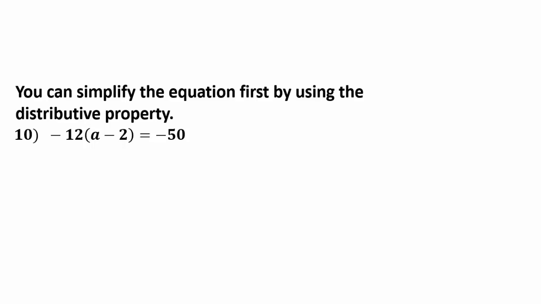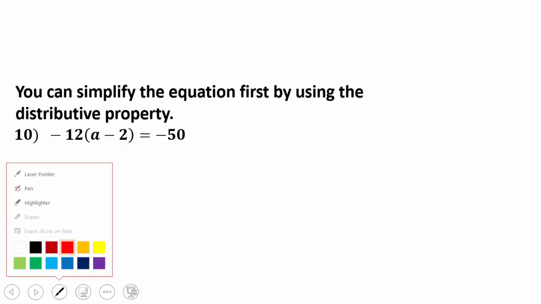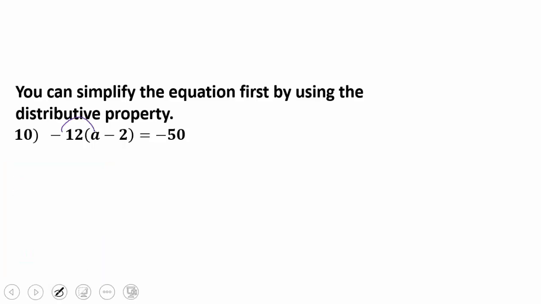I've got this negative 12 times the quantity A minus 2 is equal to negative 50. So I'm going to take my negative 12 and I'm going to distribute it across both the A and the negative 2, because remember that 2 is negative. So negative 12 times A is negative 12A. And negative 12 times the negative 2 is 24, and that's positive. And now that equals negative 50.